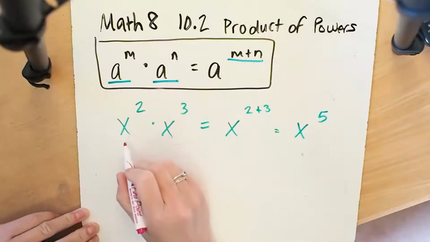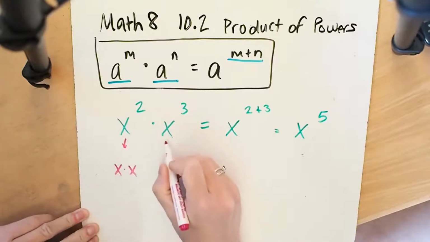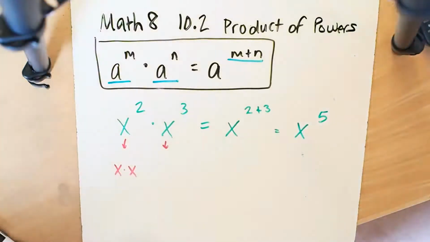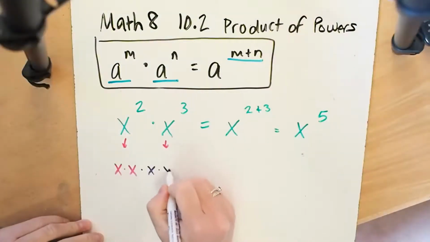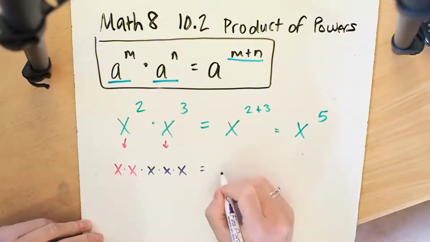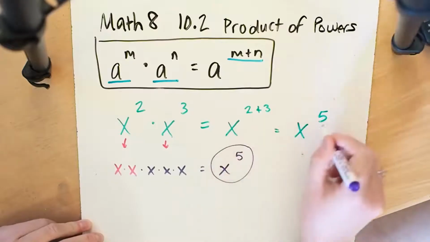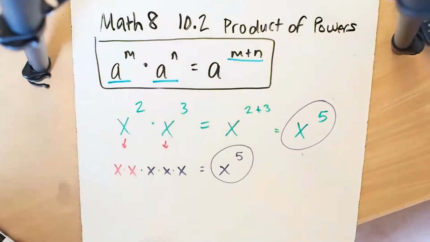If I were to rewrite x squared as x times itself twice, and I were to rewrite x to the third as x times x times x, I would then count, okay, there's 5 x's, 1, 2, 3, 4, 5, and when I rewrite it in exponential form, I would get the same thing. So that's why that works.